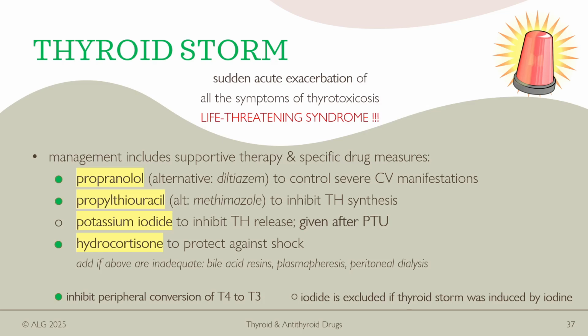Potassium iodide is given after PTU to inhibit release of thyroid hormones. It is not given before PTU because it may induce synthesis of thyroid hormones. Finally, hydrocortisone may be added to protect against shock. Most of these drugs rapidly decrease the serum levels of T3 by inhibiting the peripheral deiodination of T4. Again, iodide should be excluded if thyroid storm was induced by iodine, as in Jod-Basedow phenomenon.